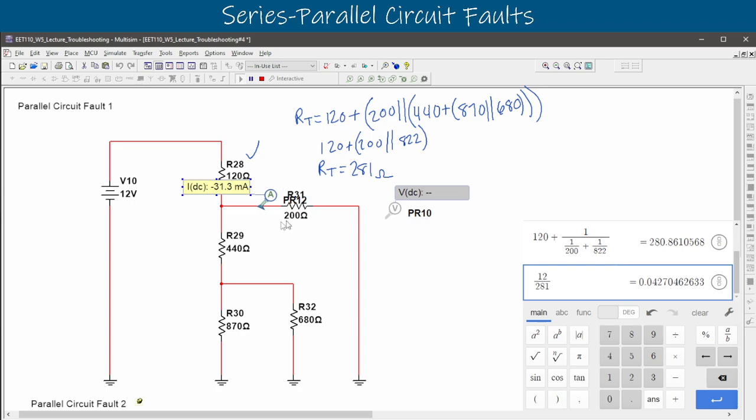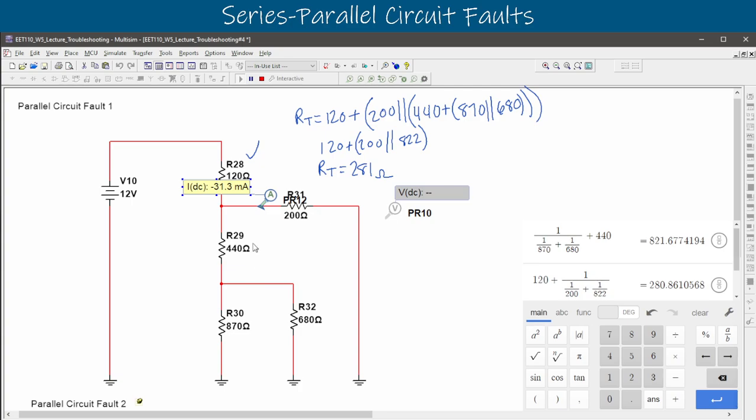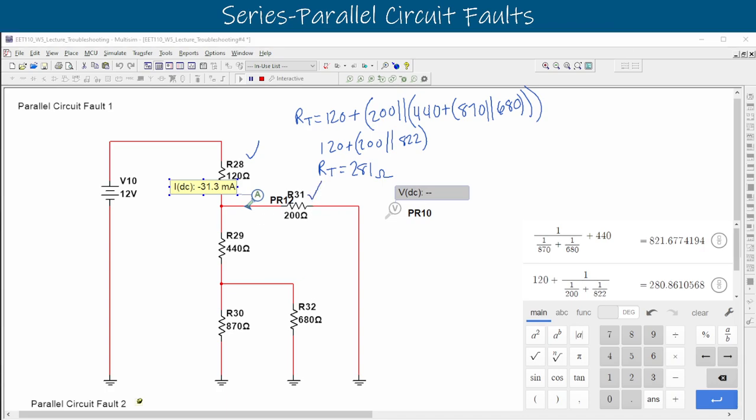That actually makes sense because this resistive path down this direction is much smaller than the whole combination of these ones. Because we did solve for that in our Desmos. We said that the combination of the 440 and the parallel down here was actually 821. And if we compare 821 or 22 to the 200 ohm branch, that means that this 200 ohm branch should have more current than the other branches here. So that makes sense, which means that this 200 ohm resistor is probably okay also.